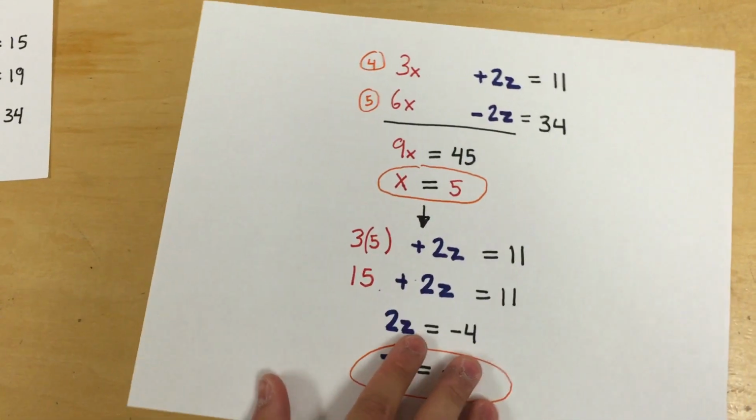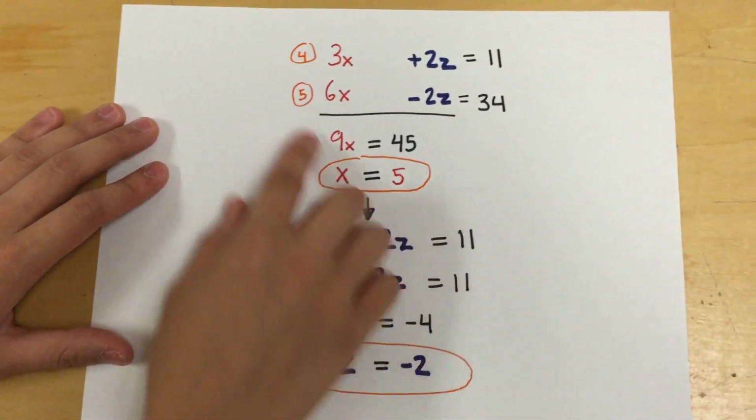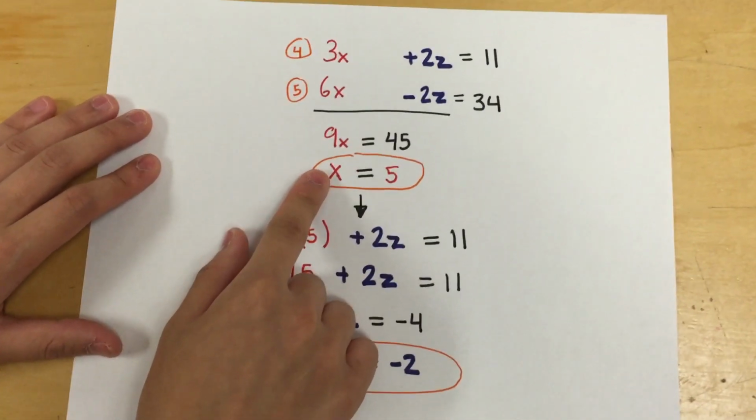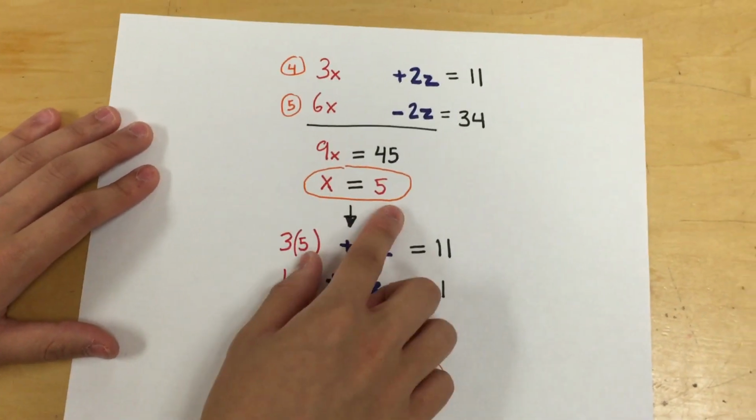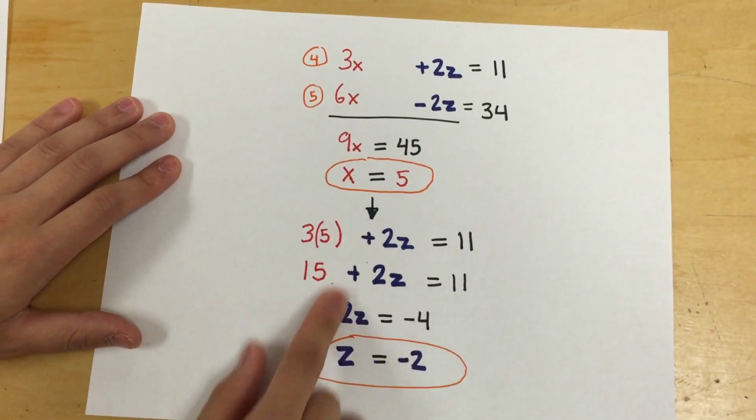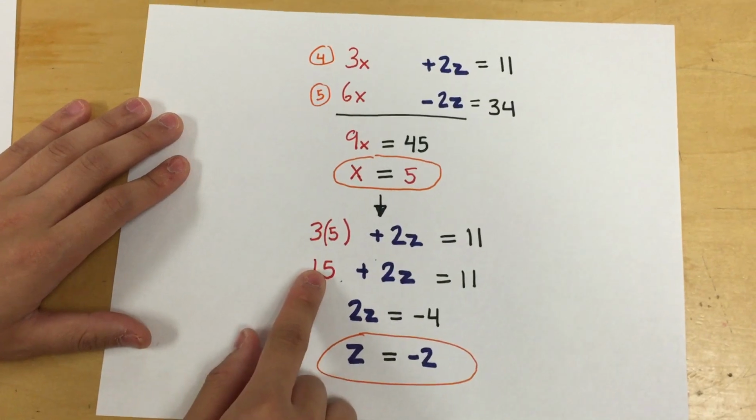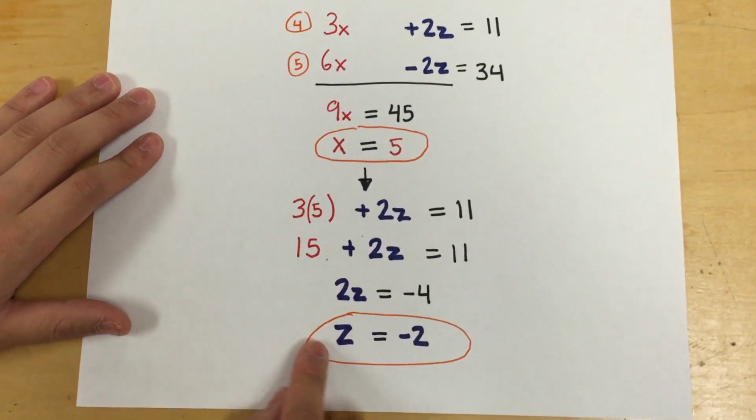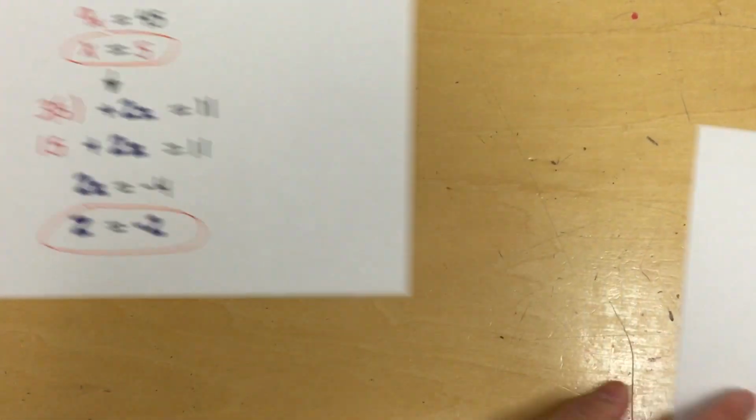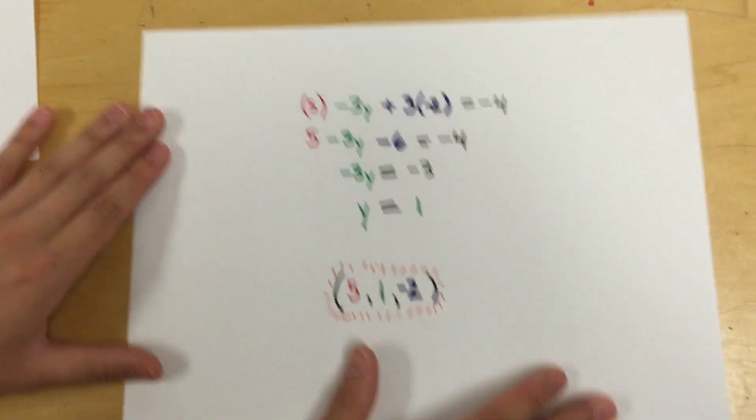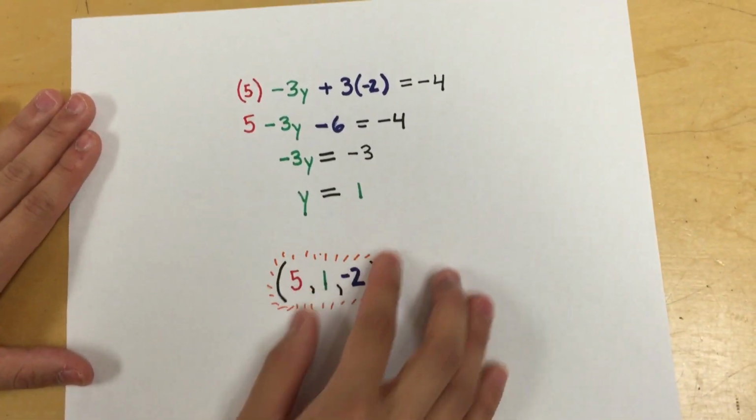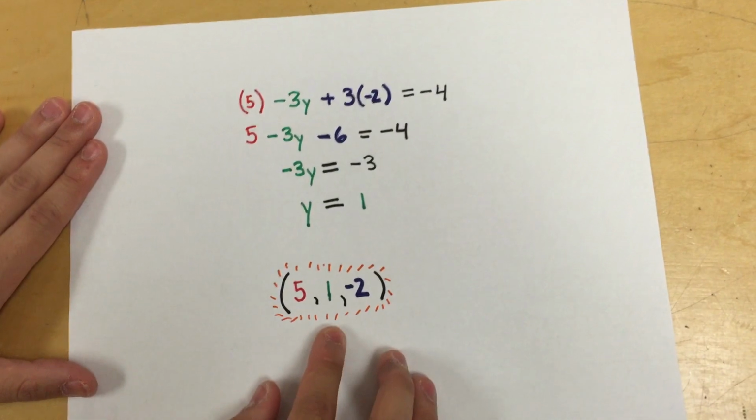From here, we would use elimination once again to solve for the final variable, x equals 5. Then we would plug x equals 5 back into the new equations and get that z equals negative 2. And then from here we can use those two variables to find that y equals 1, and our solution is 5, 1, and negative 2.